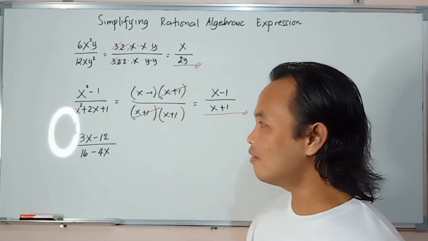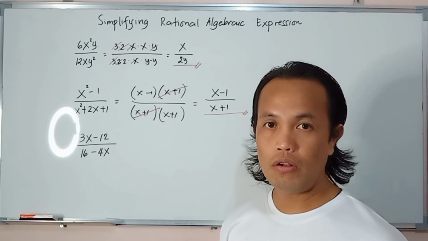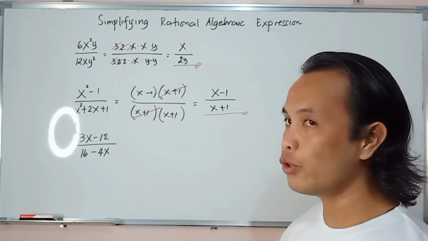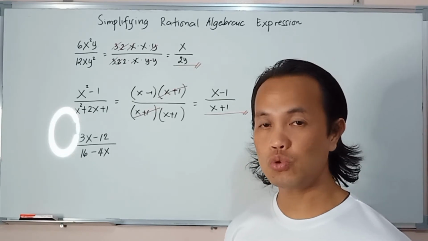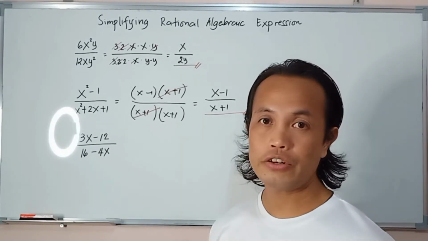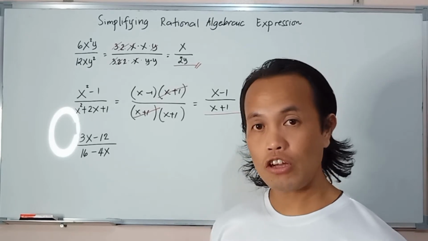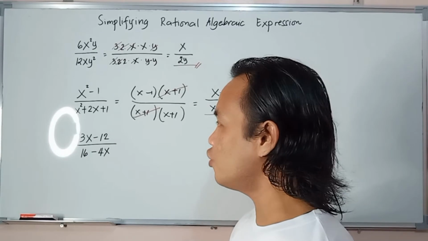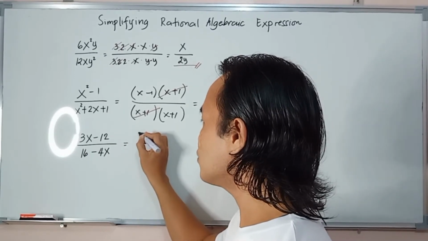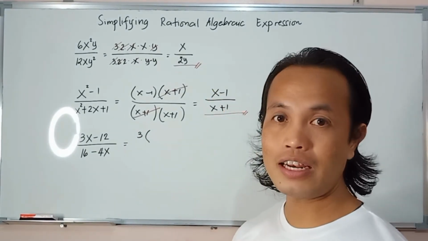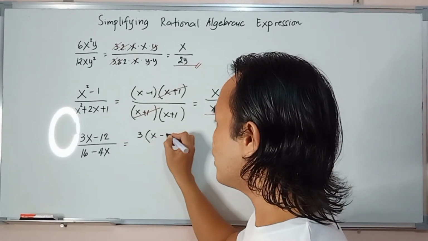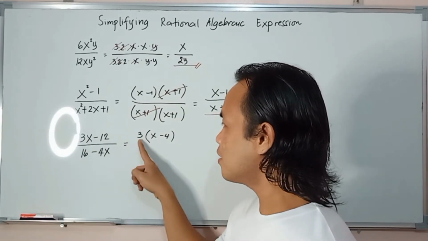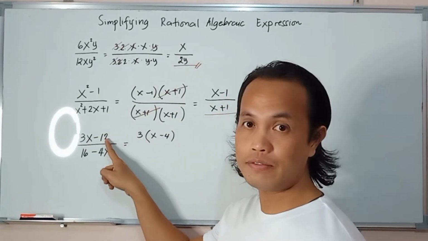Next, we have 3x minus 12 over 16 minus 4x. So in the numerator, we have a binomial 3x minus 12. So what we need to do in the numerator is just factor out the common monomial factor. Here we have the common monomial factor 3 in the numerator. So we factor out the 3. What remains inside the parenthesis shall be x minus 4. That means 3 times x is 3x, 3 times negative 4 is negative 12.